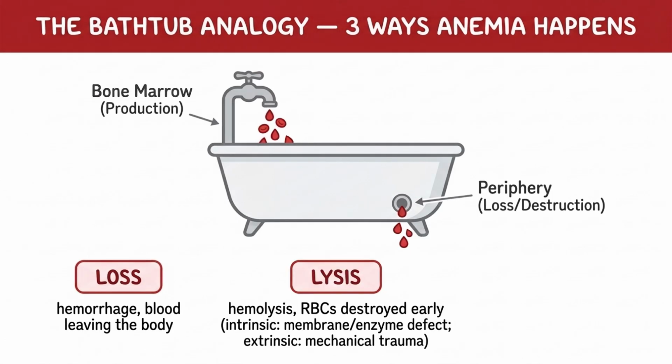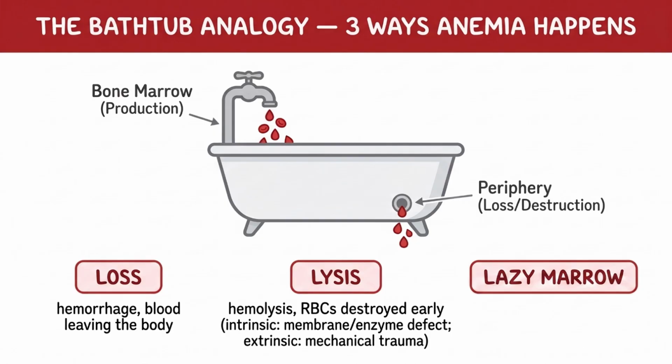And number two is lysis, or we can say hemolysis. The RBCs are being destroyed prematurely, and this can happen because of intrinsic or extrinsic causes. Intrinsic means the problem is inside the RBC itself. For example, it can be a membrane defect or enzyme defect. Extrinsic means the problem comes from outside the RBC. For example, mechanical trauma from an abnormal heart valve.